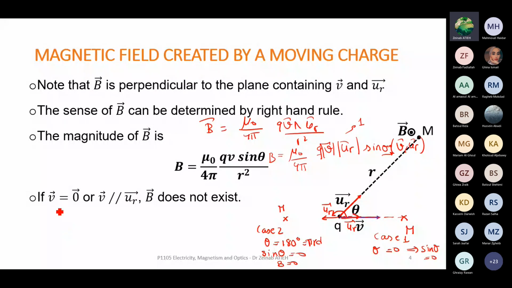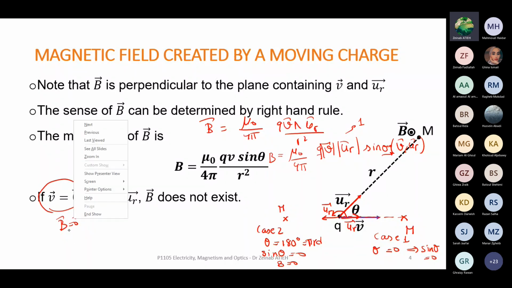So if V is equal to 0, B is equal to 0, this means that the particle is not in motion, so it will not create a magnetic field. If V is parallel to UR, which means that the point I'm studying is behind or in front of my moving charge, so in this case also, if the point of study is along the direction of motion of my point charge, no magnetic field will be created at this point. So in these two cases, I have no magnetic field.